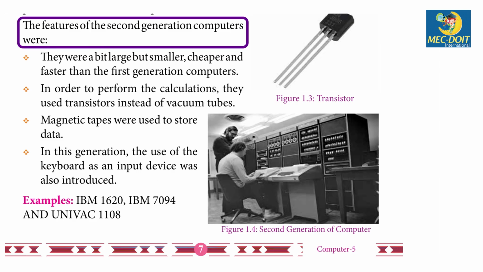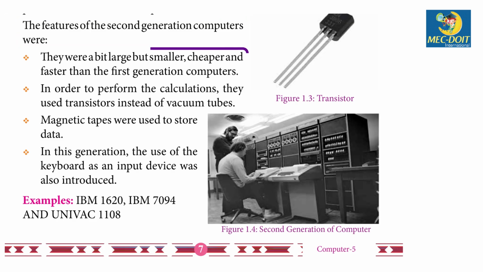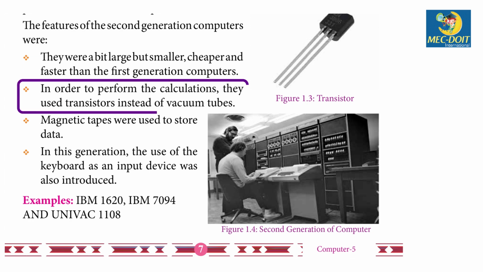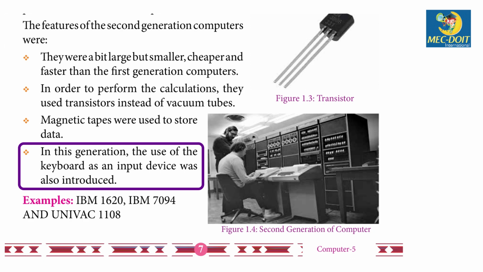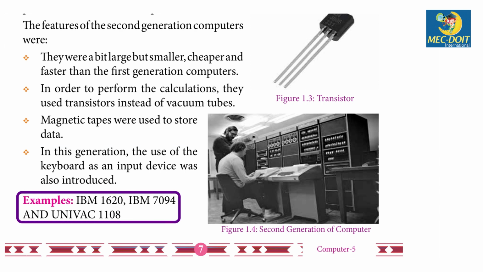The features of the second generation computers were: they were a bit large but smaller, cheaper, and faster than first generation computers. In order to perform the calculation, they used transistors instead of vacuum tubes. Magnetic tape was used to store data. In this generation, the use of the keyboard as an input device was also introduced. Examples: IBM 1620, IBM 7094, and UNIVAC 1108.